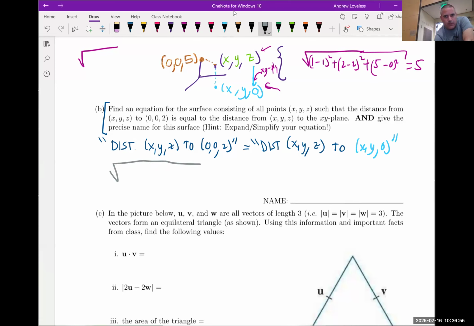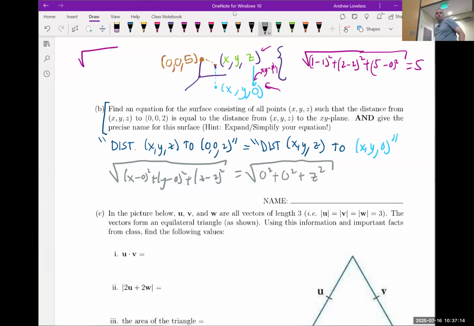So it's the square root of X minus 0 squared plus Y minus 0 squared plus Z minus 2 squared equals the square root of X minus X squared, which is 0, and Y minus Y squared, which is 0, and Z minus 0 squared. So at that point, we've done it. We found the equation. Let me take it one step further. So we have x squared plus y squared plus z minus 2 squared.